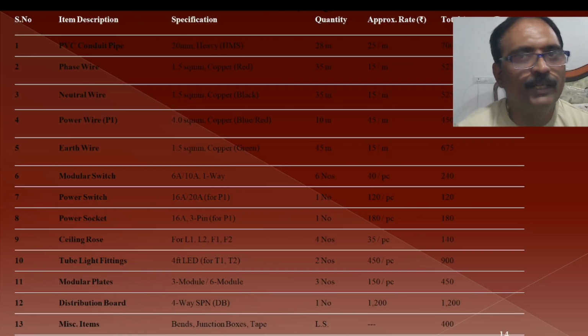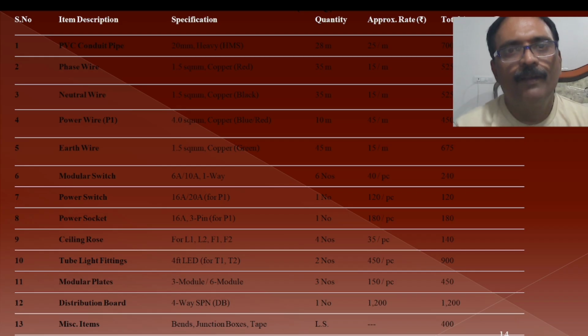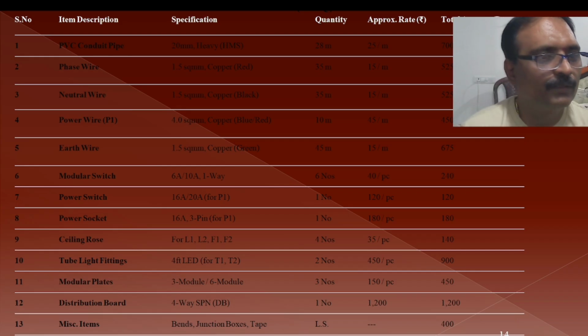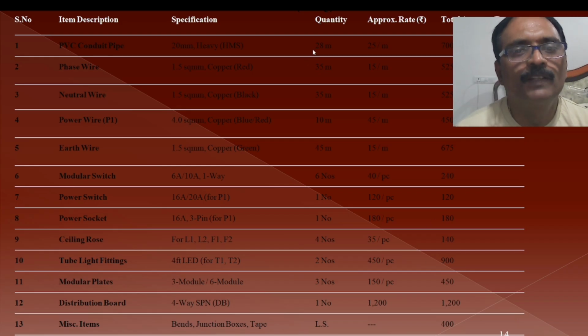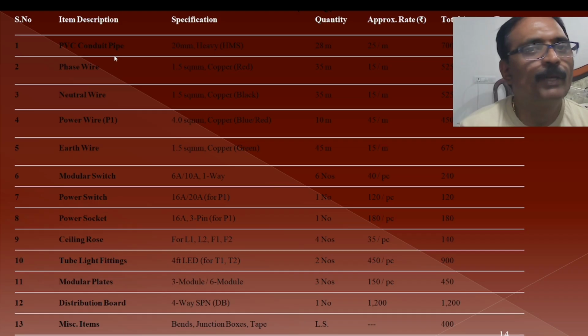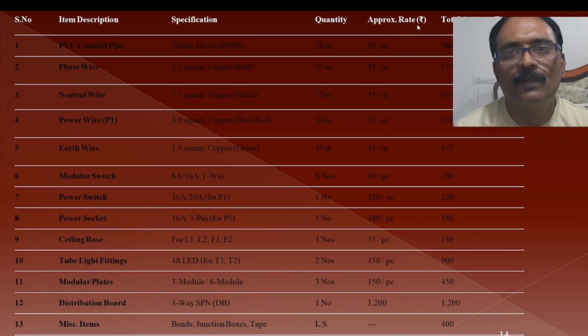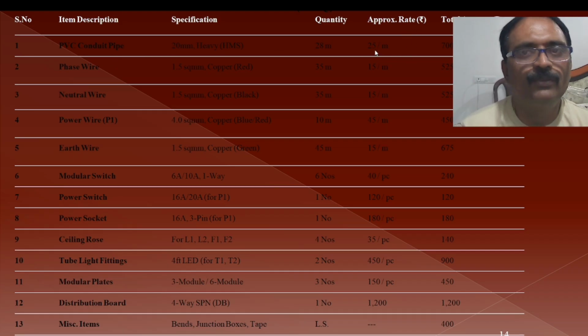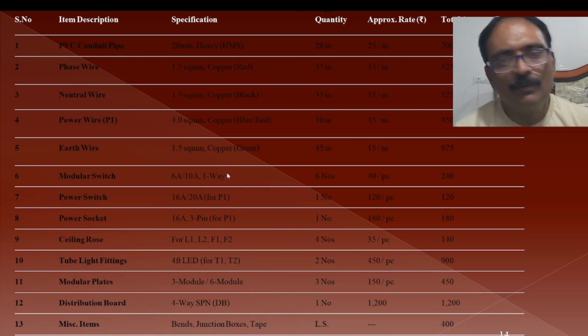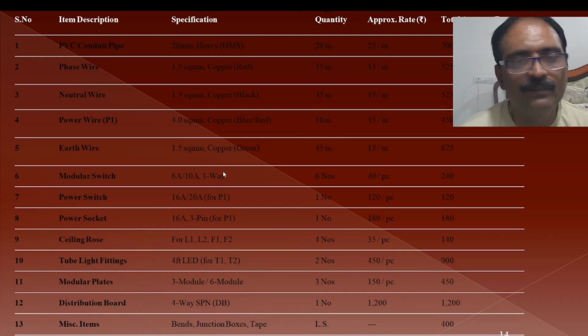So that's about the item description, specification and the quantity. Of course here the quantities are not as per the previous one, so we have to change these quantities. I am just reading out the conduit pipe. The cost is mentioned here based upon the present values. Here it is 25 per meter, so this will come around 700, like that. Then the phase, neutral wire, power wire. So this table you have to make as per your requirements that we have considered in the previous slides.